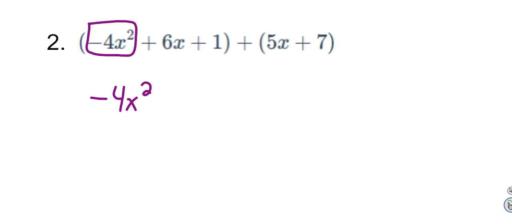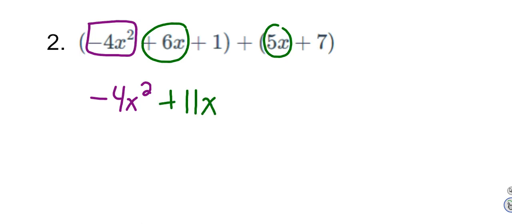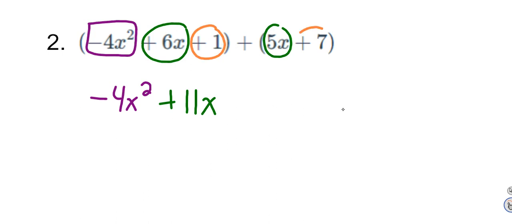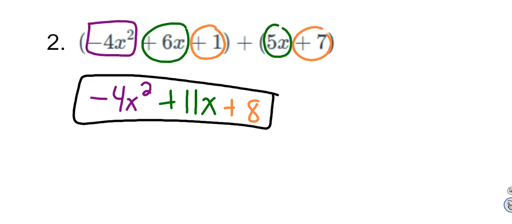Then I move to my next term, my positive 6x, and I'm looking for something in this next grouping that is a like term. Well, 5x is a like term because they both have just x's. So 6x plus 5x gives me 11x. Then finally, I move to my constants, my numbers that are by themselves. 1 plus 7 is plus 8. So sometimes on Delta Math, we are going to see problems where there's not a matching term to add to in the other grouping, and that's okay.